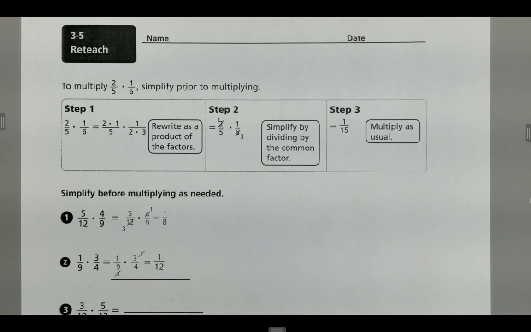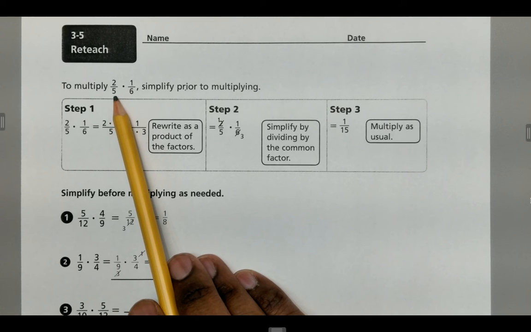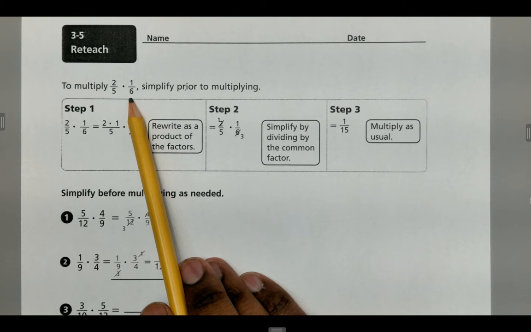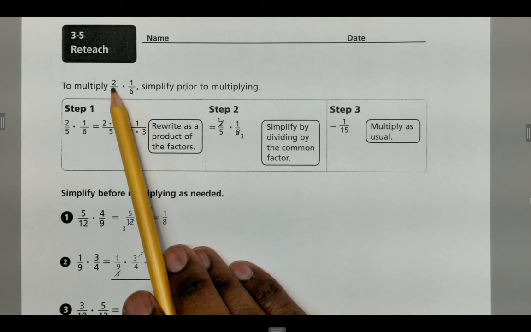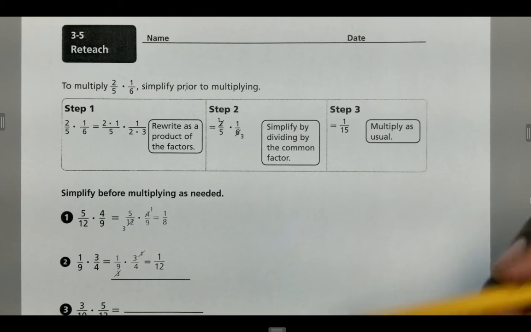Lesson 3.5, using cross-canceling when multiplying fractions. Let's take a look at the example provided at the top. We're multiplying 2/5 times 1/6. Now, we know the traditional method here is to multiply numerators 2 times 1, multiply denominators 5 times 6.